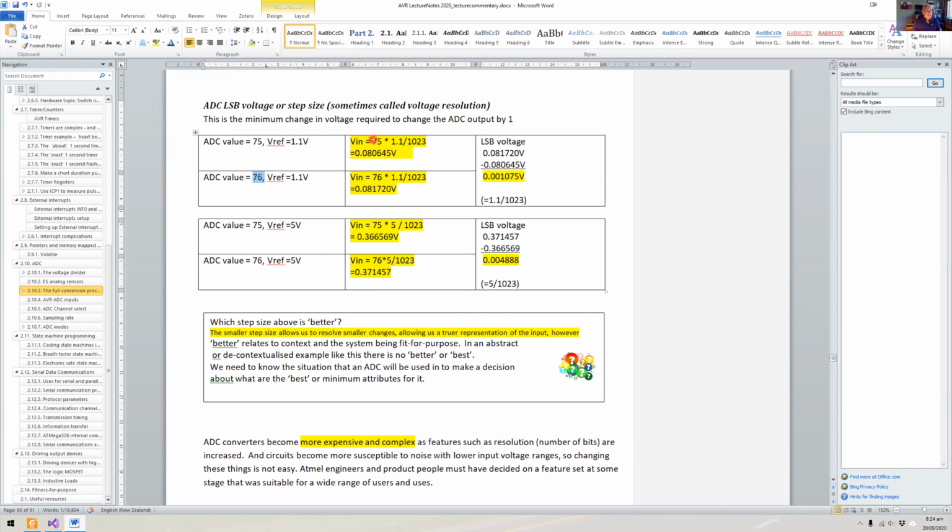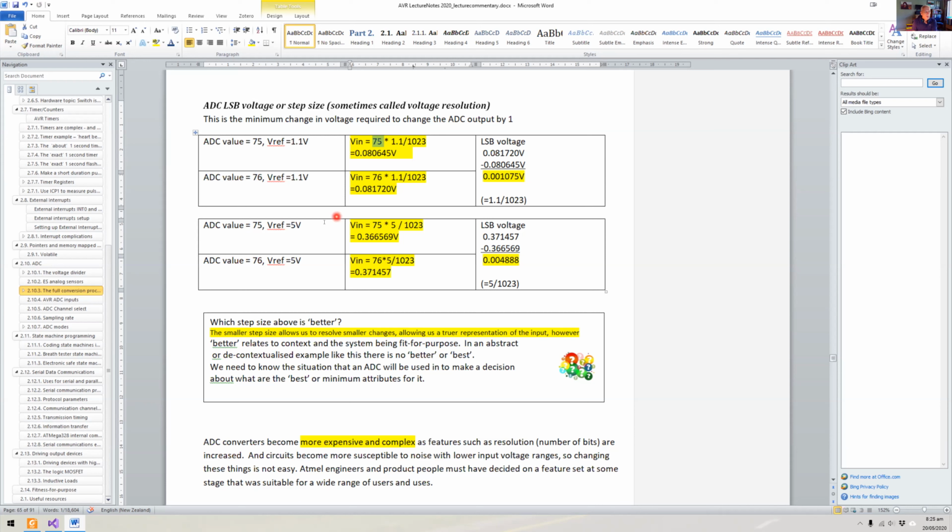And so, for instance, if we're trying to convert a voltage which will give us the ADC value 75, then that works out to be like this, 0.08 volts. Now, the next step up is 76, so this is 0.0817 volts. So you can see there's a difference between these two of 0.001075, so about 1.1 millivolts, which of course is just this ADC reference voltage divided by the range, 1023 in our case.